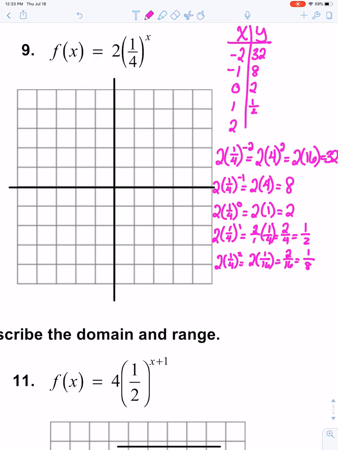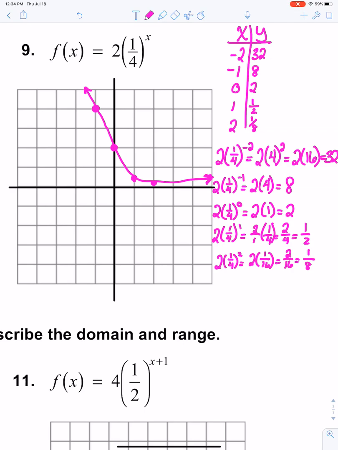-2, 32 is not on my graph, but -1, we're going to go by 2, 4, 6, 8 is. Okay, -1, 8. 0, +2. Okay, oh, this is 1/8, sorry. Positive 1, positive 1/2. That's about there. And then the last is positive 2, 1/8. Okay, again, we are approaching 0, but never crossing that line. That's called an asymptote.